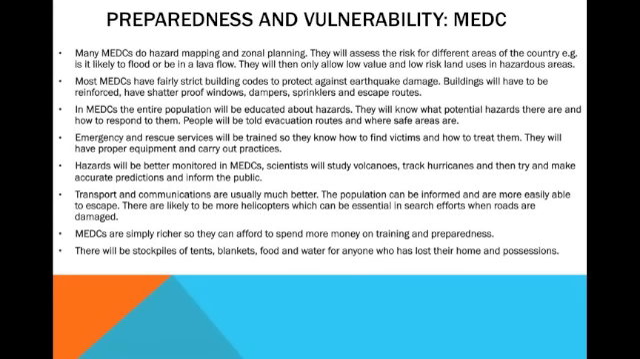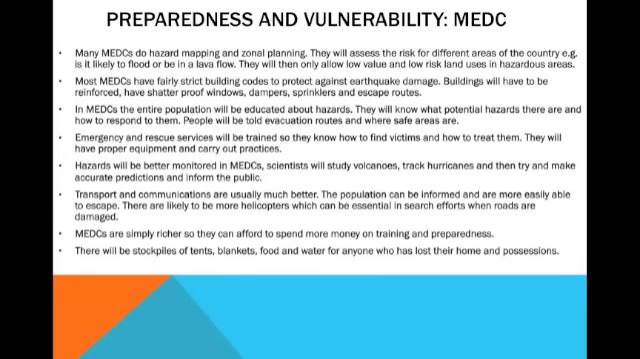Preparedness and vulnerability in MEDCs. Well, many more economically developed countries do hazard mapping and zonal planning. They will assess the risk for different areas of the country. So whether it's less likely to be a flood or it's likely to flood or be in a lava flow, then they won't really go there. They will then only allow low value and low risk land uses in hazardous areas.